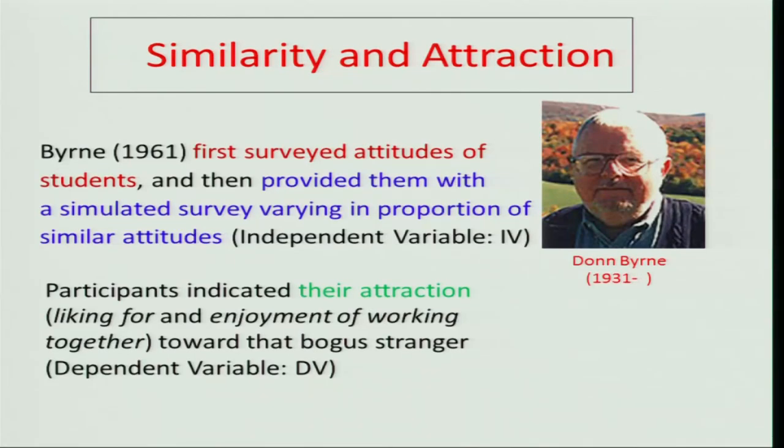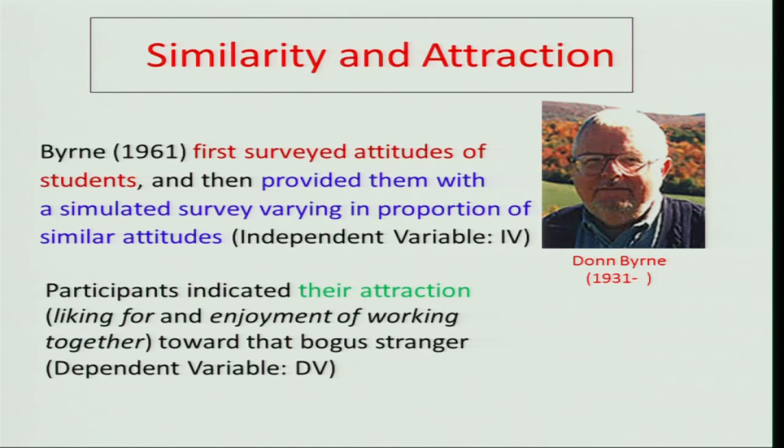Now, let's come back to the first experiment on similarity and attraction. In 61, one article appeared. So this study must have been done in 59-58, at the same time when Lazarsfeld and Merton coined the term homophily. Okay, so see what he did. Dan Byrne, he surveyed opinions of students on campus. Later on, he made some artificial surveys where opinions would be similar to the student or dissimilar to the student.